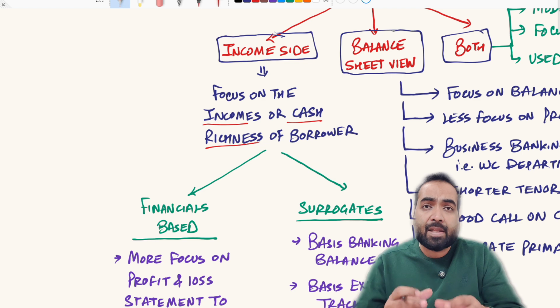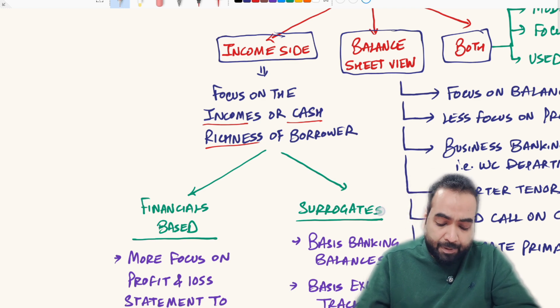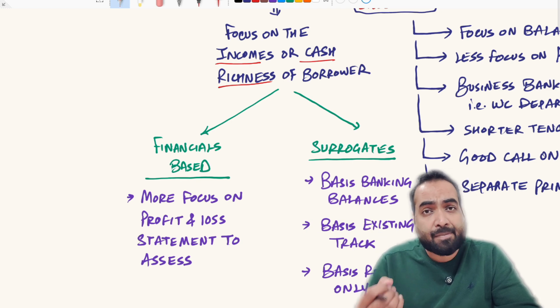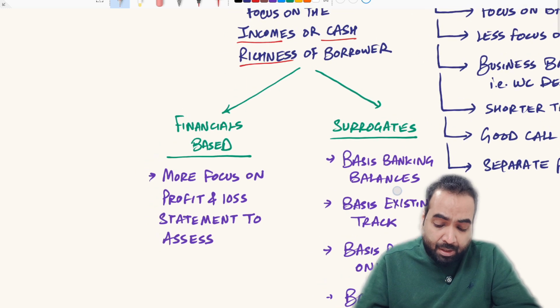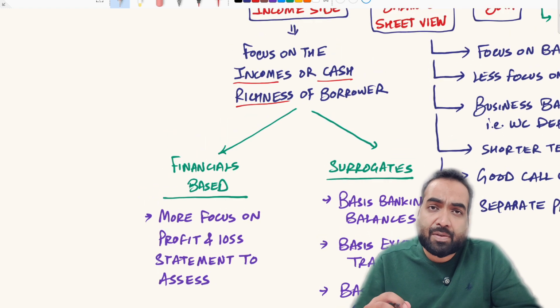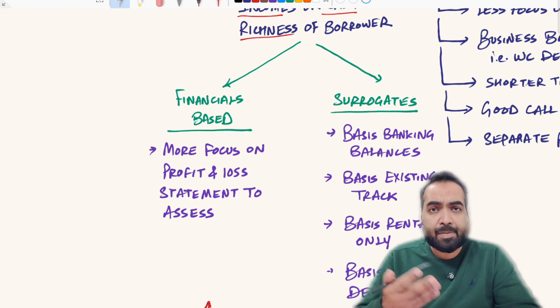So banks play the game on the cash generation of the business only, right? The business must be a good one that generates a very handsome amount of cash, so that they are very comfortable repaying the principal and interest obligations of the bank, right? So when we assess the income or cash richness of the borrower, we basically use two ways.